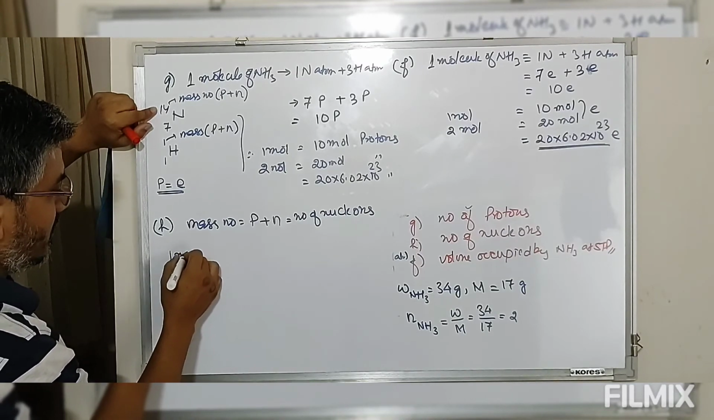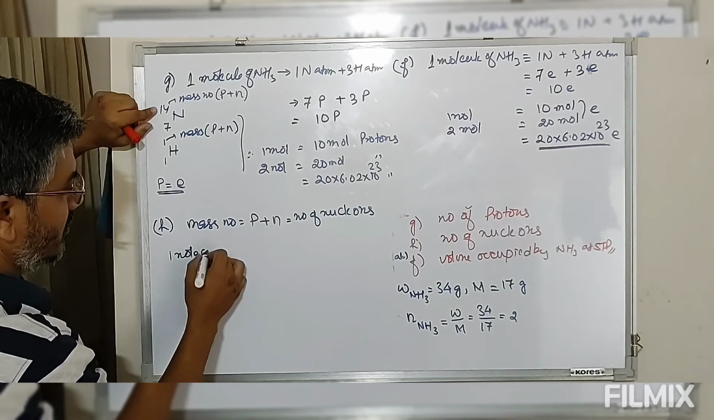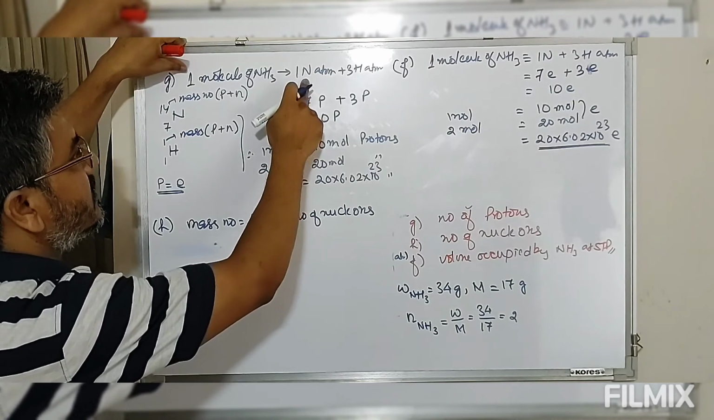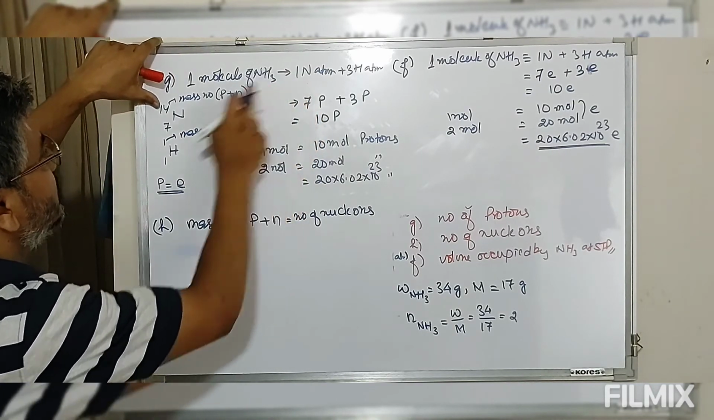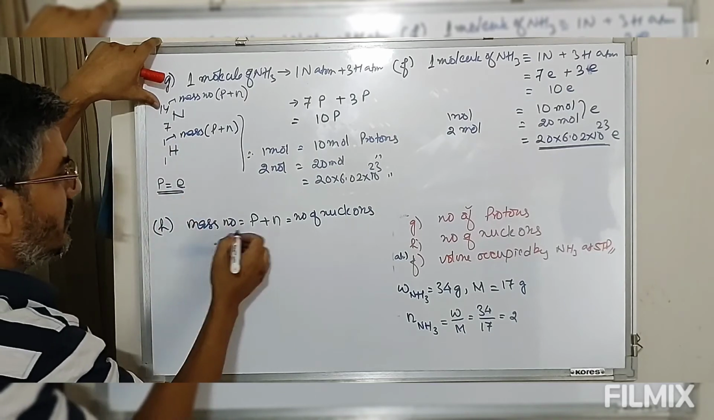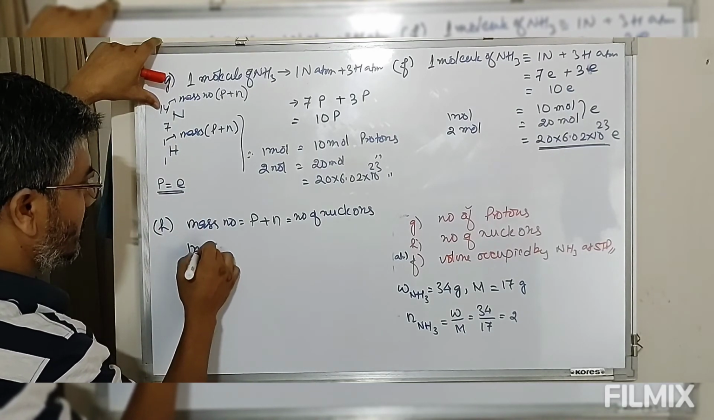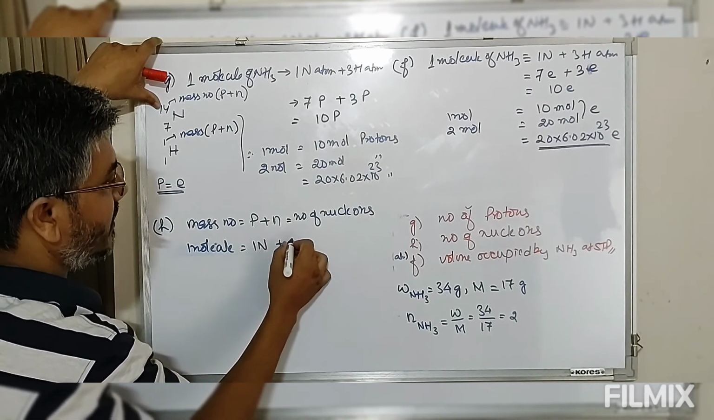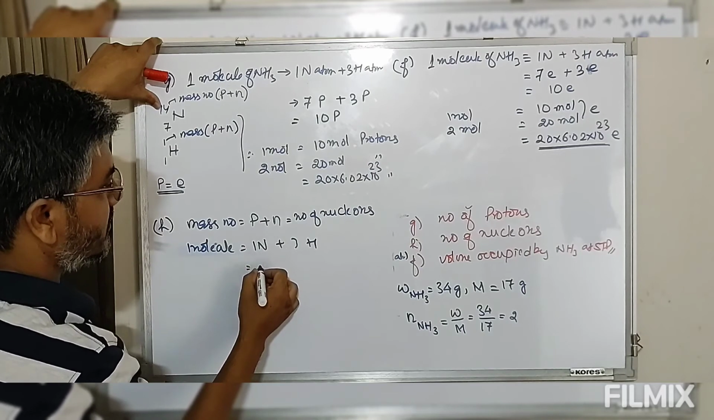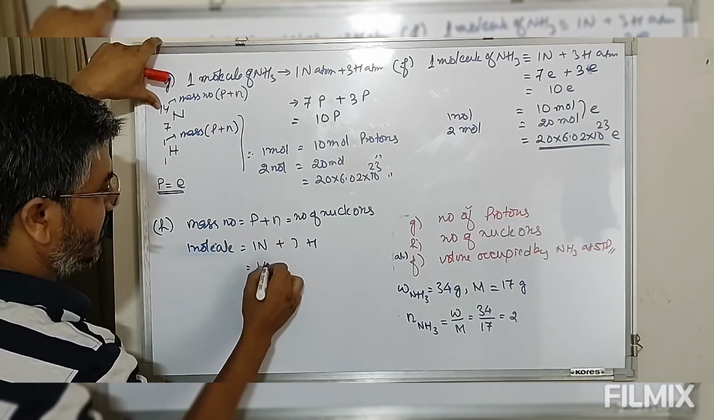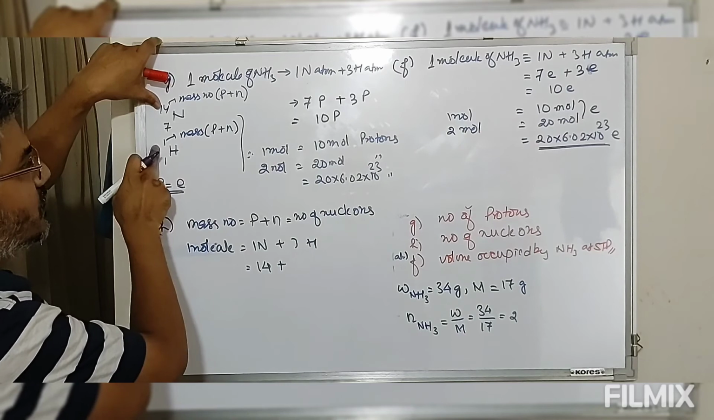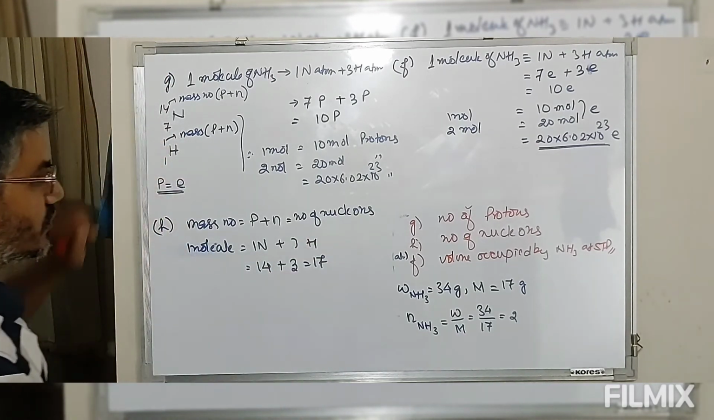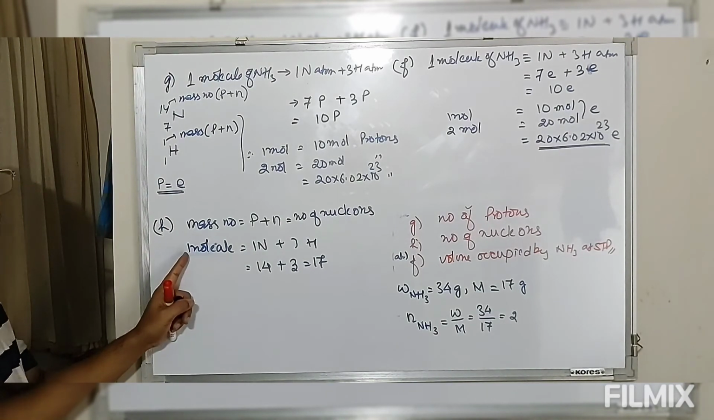One molecule, look at this, one molecule contains one nitrogen atom. So one nitrogen atom contains how many nucleons? 14 nucleons. So the number of nucleons in one molecule, one nitrogen plus 3 hydrogen. So one nitrogen contains how many protons plus neutrons? 14. One hydrogen contains one proton plus neutron. So we have 3 hydrogen, plus 3. So we have 17 nucleons present in one molecule of ammonia.